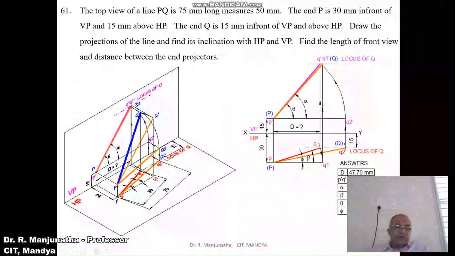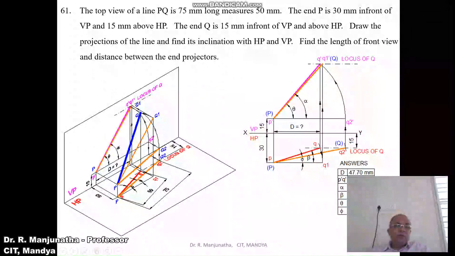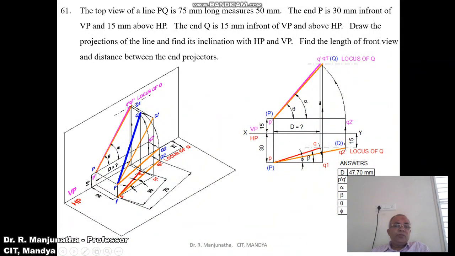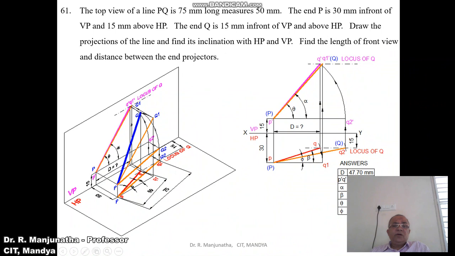Both are in front of VP by 30 mm. So now the line is parallel to VP, and you are getting the true length in the vertical plane. When you look from the front view, PQ1 will be the line which is parallel to VP. When it is projected, it will fall on the vertical plane, so that you are going to get this point Q1 dash. So this is how we will be able to analyze this problem in three dimensions.